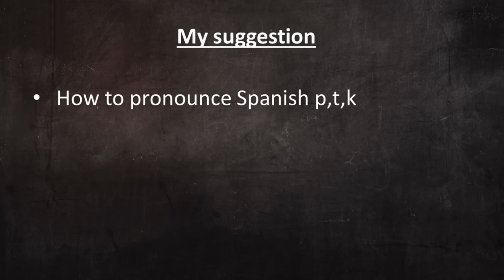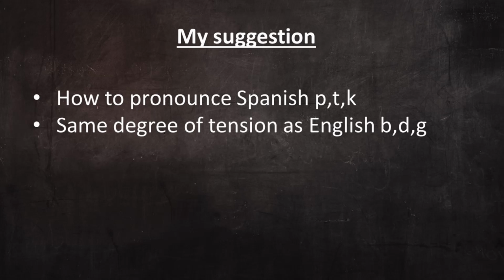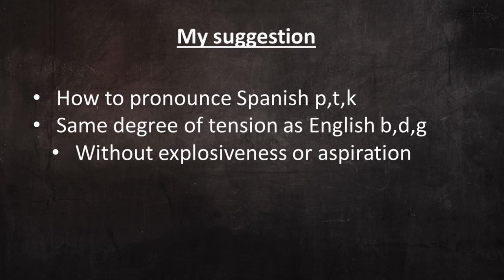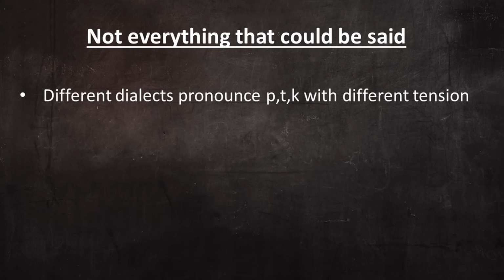Alright, so this is my suggestion for English speakers to develop a sense of how to pronounce Spanish P, T, and K. Try to pronounce them with the same degree of tension that you would use for English B, D, and G, and without any explosiveness or aspiration. Now, this isn't everything that could be said about Spanish P, T, and K.